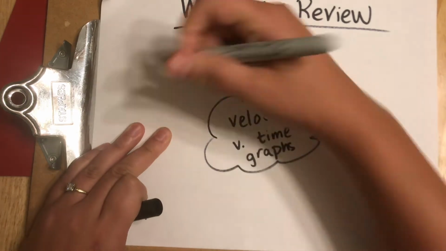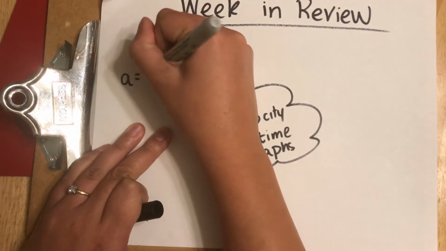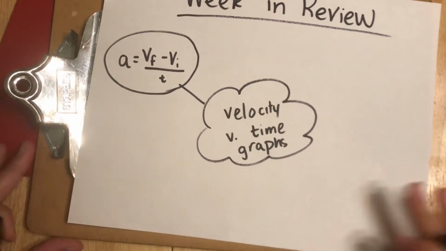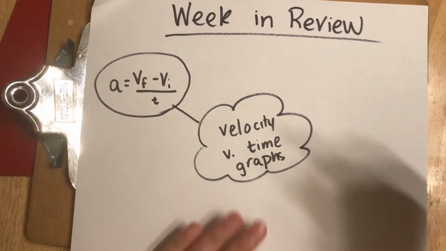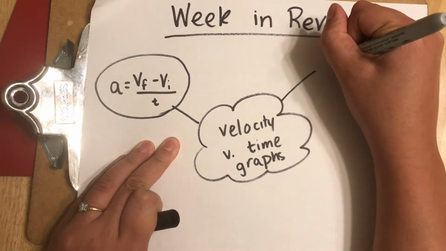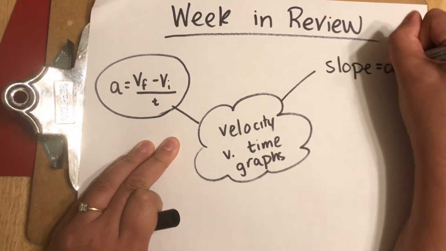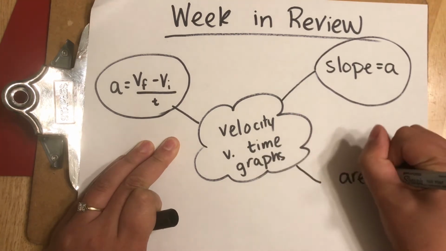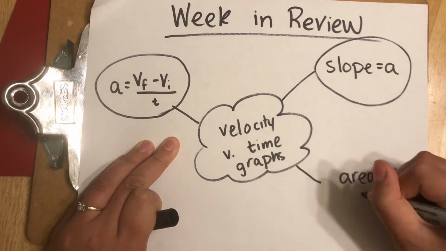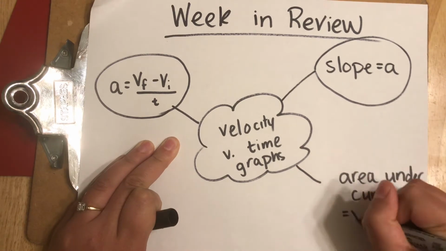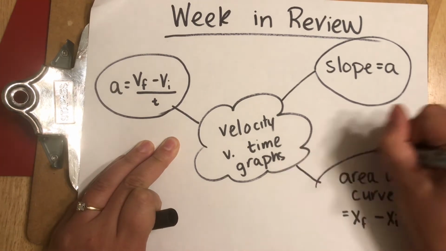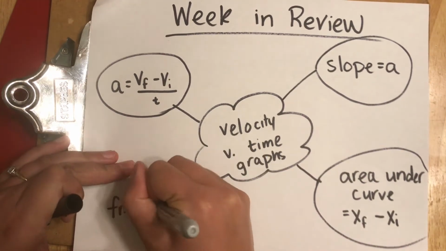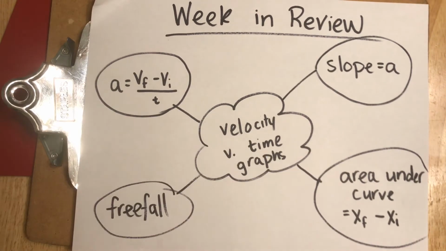This week's big idea was velocity versus time graphs. We use them to define acceleration as the change in velocity per unit time. That means acceleration is actually the slope of a velocity versus time graph. We talked about how we could get the change in position by taking the area under the curve of a velocity versus time graph, which makes it a very powerful tool. Finally, we looked at the special velocity versus time graphs for freefall.